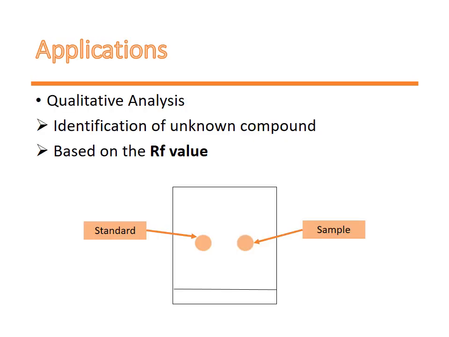Let us understand now the applications of paper chromatography. Paper chromatography can be used for qualitative analysis. This analysis is based on the RF value. Here, the standard is applied and the sample is also applied. If after the development, the distances travelled by both the standard and the sample are the same under similar chromatographic conditions, we can very well say that this sample is nothing but the standard. Thus, identification of an unknown compound is possible.